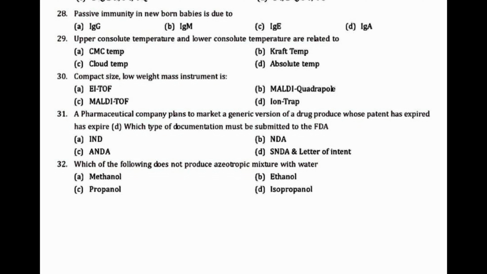And lower consolute temperature means it is a critical temperature below which components of the mixture are miscible for all components. And these two are related to option A, CMC temperature, that is critical micellar concentration temperature. Then what is Kraft temperature? We know that it is the temperature at which the solubility of a surfactant is equal to the surfactant's CMC at the same temperature. What is CMC?